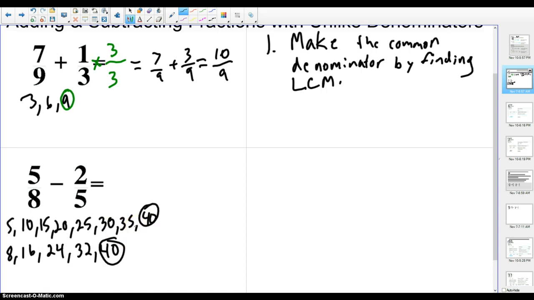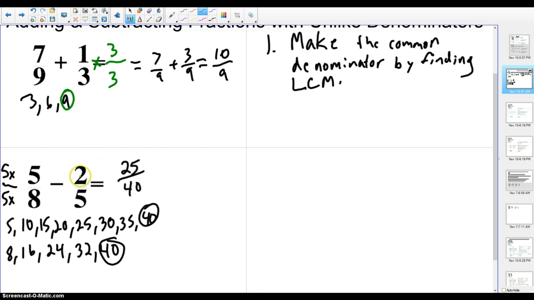So 40 and 40. So we need to ask ourselves, what do we need to multiply 8 by to get 40? And that answer is going to be 5. So we multiply the top and the bottom by 5, and we write that answer next to our equals. So 5 times 5 is 25, and on the bottom, 40.